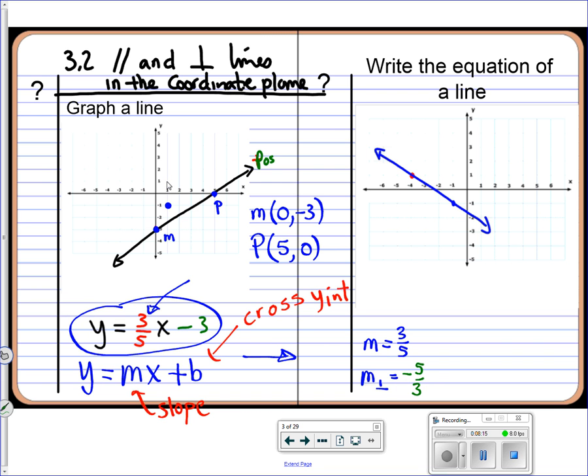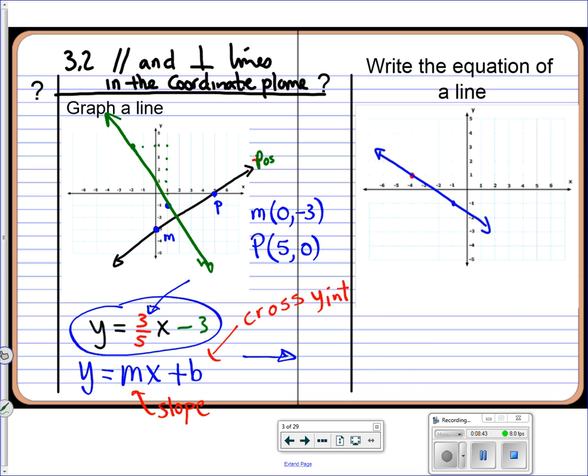Let's go up 5. 1, 2, 3, 4, 5. And then I have a negative, so I need to go in the left direction, 3. 1, 2, 3. That will create a negative slope. Now look what happens. I have a line that's perpendicular to the previous line. All right, let's take a look at this drawing over here to the right.